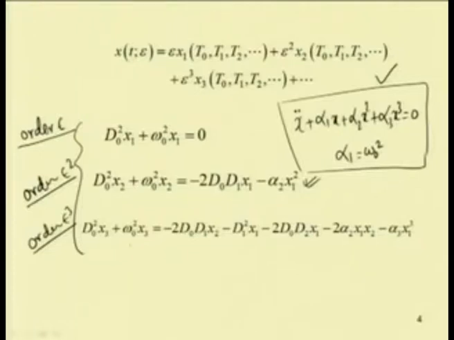That is this equation: d 0 square x 3 plus omega 0 square x 3 equal to minus 2 d 0 d 1 x 2 minus d 1 square x 1 minus 2 d 0 d 2 x 1 minus 2 alpha 2 x 1 x 2 minus alpha 3 x 1 cube. Here in the right hand side we have this x 2 term, x 1 term, and we substitute the expressions that we have derived for x 1 and x 2.